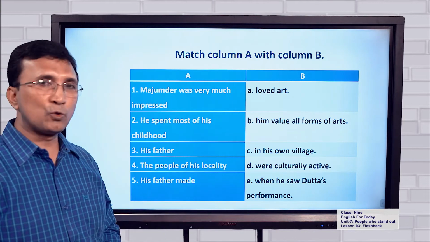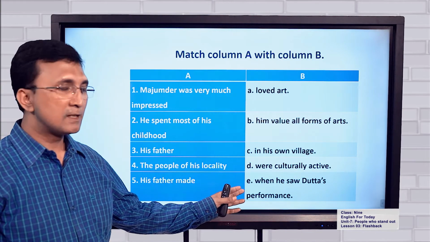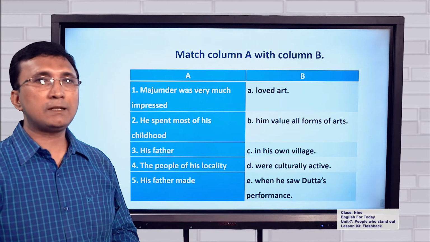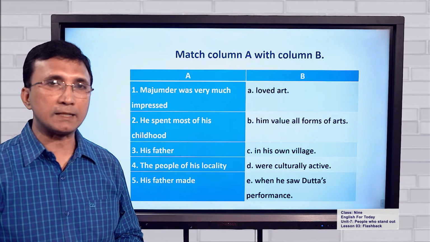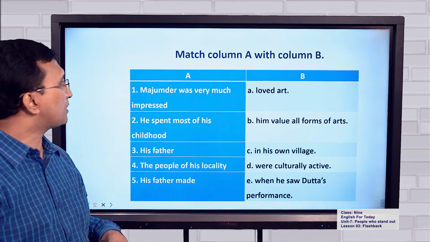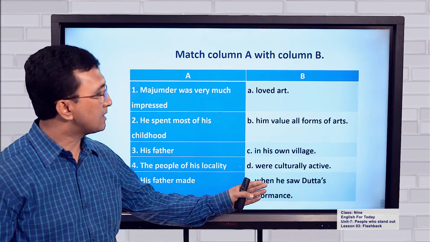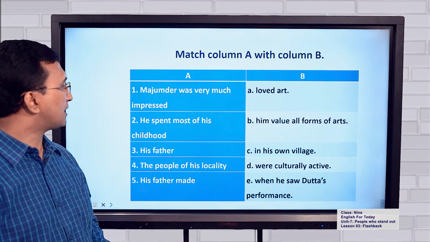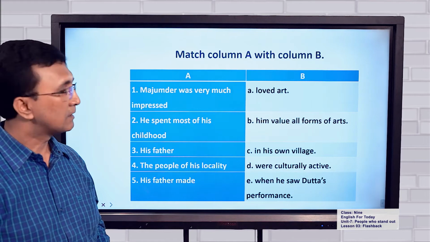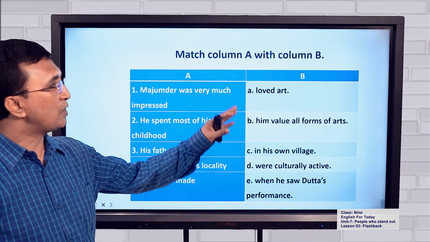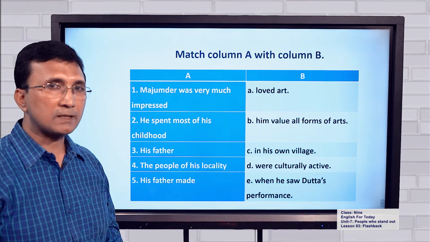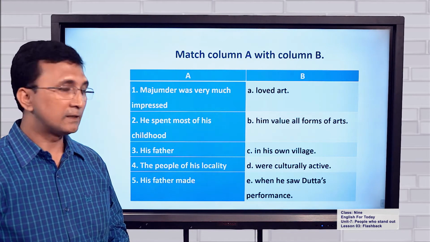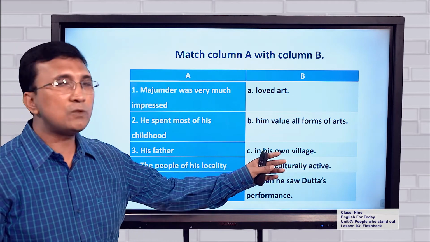Yes, the answer will be number E. If we join E with number 1, then it will be a complete and meaningful sentence. Let's read. Majumdar was very much impressed when he saw Datta's performance. Number 2, he spent most of his childhood. Now, which part matches with it? I'm sure you can do it. Yes, the answer will be in his own village.